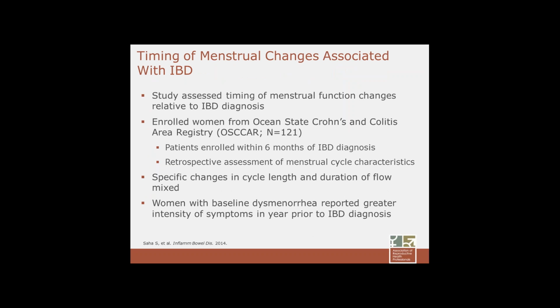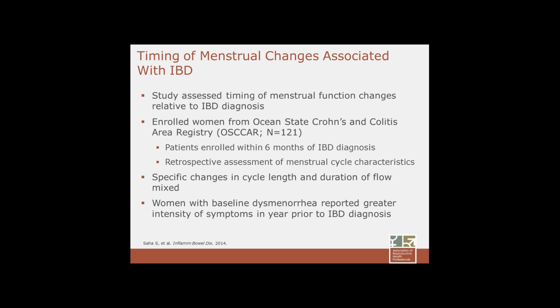So a recent study looked at the timing of menstrual functional changes relative to an IBD diagnosis, and this was done from a population-based cohort. This was all patients from the state of Rhode Island who were diagnosed with Crohn's or colitis, and they were all enrolled within 6 months of their diagnosis, and retrospectively, menstrual cycle characteristics were examined, and there were, based on their diagnosis, specific changes in cycle length and duration of flow, and basically women with baseline dysmenorrhea reported greater intensity of symptoms in the year prior to their IBD diagnosis.